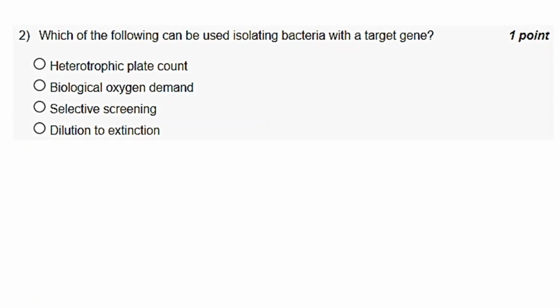Do you know what the other options mean? Selective screening, yes, it is the correct answer. But what is heterotrophic plate count, and biological oxygen demand, and what does dilution to extinction mean? When we solve these MCQ problems, we'll not only try to answer the problem, we'll also try to learn what the other options mean. That will help us solve other questions easily, because if we know the definitions of the other options also, that will help us in other questions.